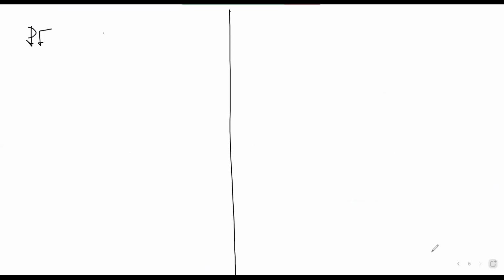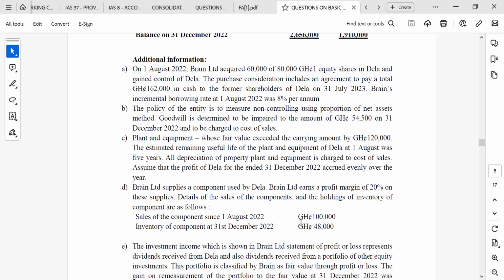Provision for unrealized profit. Okay, I want to say something about this before you do that workings. The question says that the details of the sales component and the holdings of the inventory component are as follows. Who will be holding the inventory? The buyer, the subsidiary. The seller has sold the inventory, so no inventory relating to these sales will be with the seller again. So the lab will be the one to have this inventory. This inventory will be shown in the books of the lab.